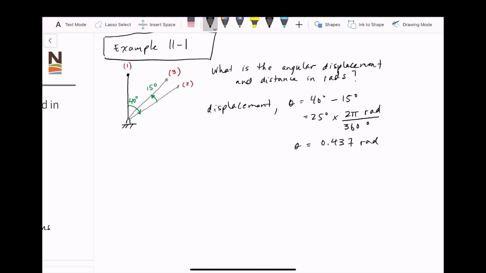0.437 rads. Now, as you may remember, displacement we called a vector, so we need a direction, right? We need a magnitude and a direction. So just by stating 0.437 rads is not enough. We need to know what direction. If it started at 1 and ends at 3, it's 0.437 rads in the clockwise direction. So we need to show it like such.